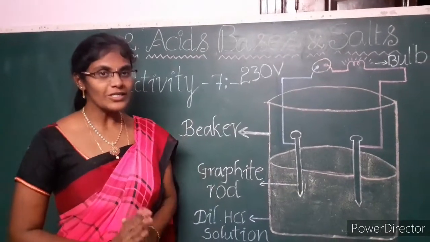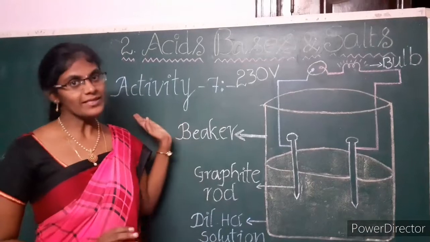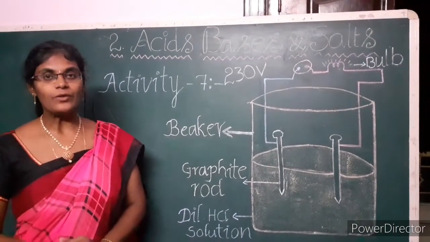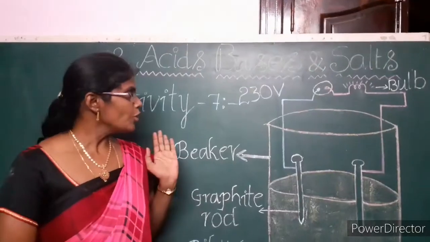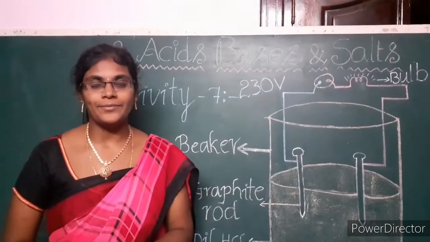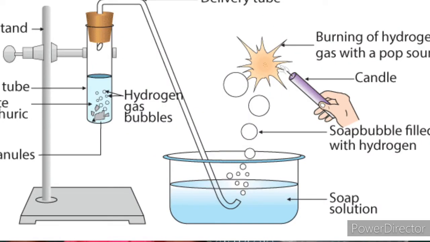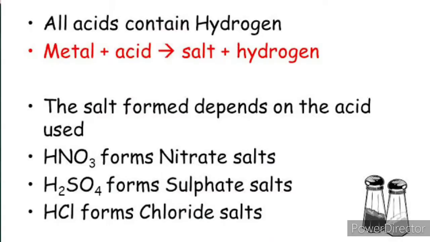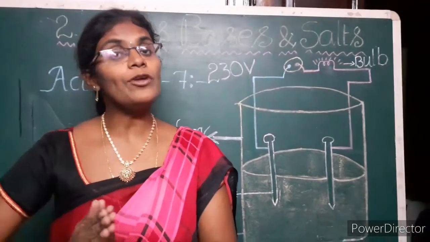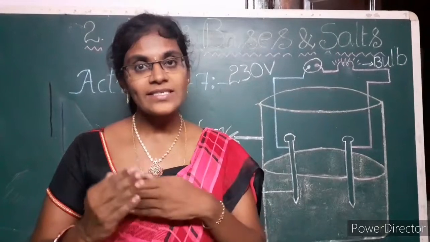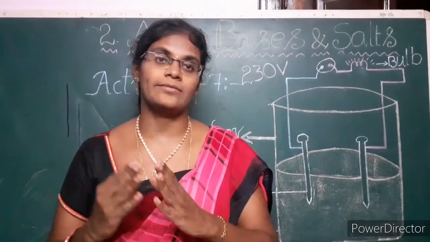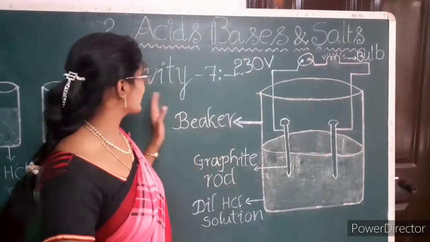Now, coming to the next topic, that is Activity 7. In this activity, we are going to discuss what acids have in common. Children, in our previous video we already discussed the lab activity. What is the final conclusion of the lab activity? When acids react with metals, they liberate hydrogen gas. So by this, what did we understand? All acids contain hydrogen.